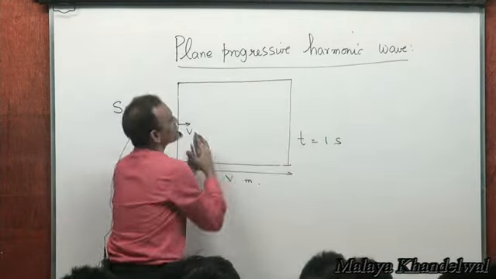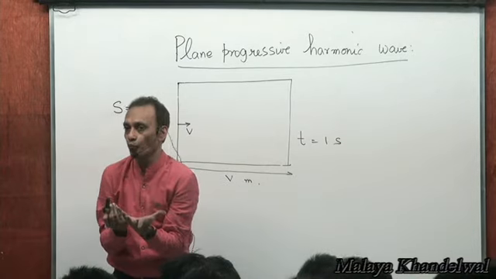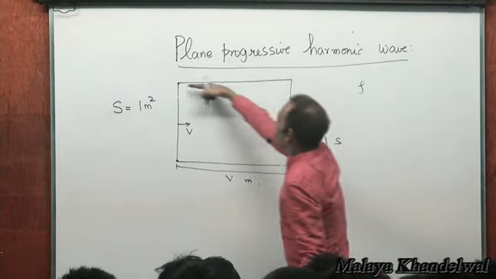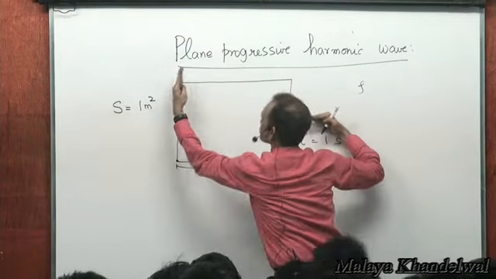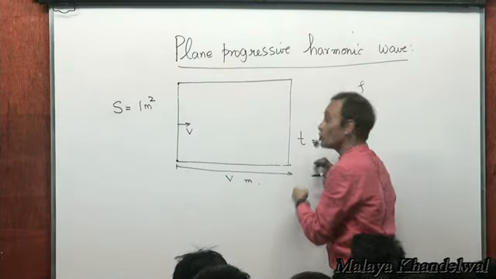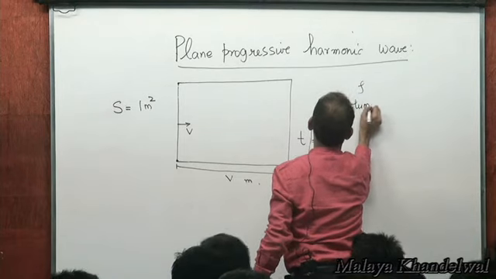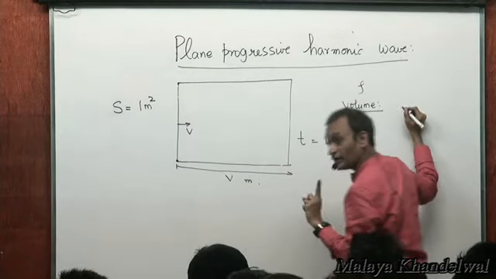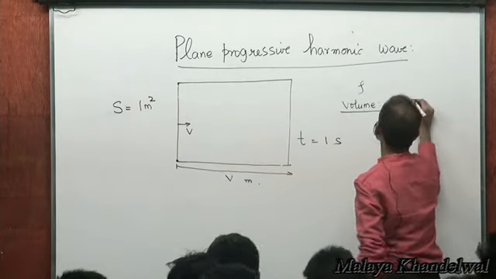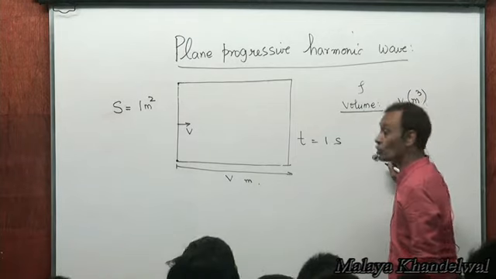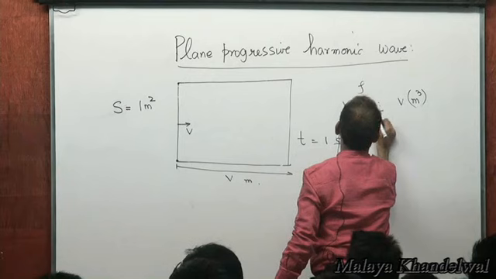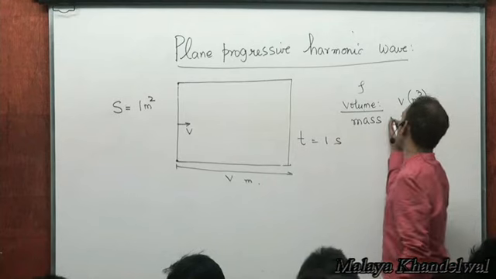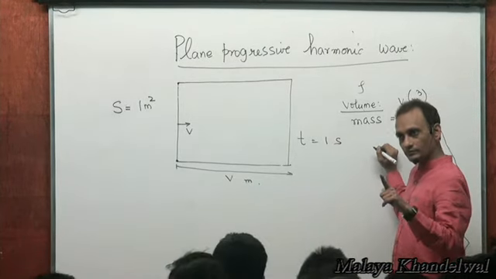Now, the particles of this medium, let's say, have density rho. What is this? This is a certain region with area of cross section 1 meter squared and length V meters. What's the volume of this region? Volume of this region is V into 1, V cubic meters. What's the mass of this entire region? Rho into V is the mass of this entire region. Yes or no?